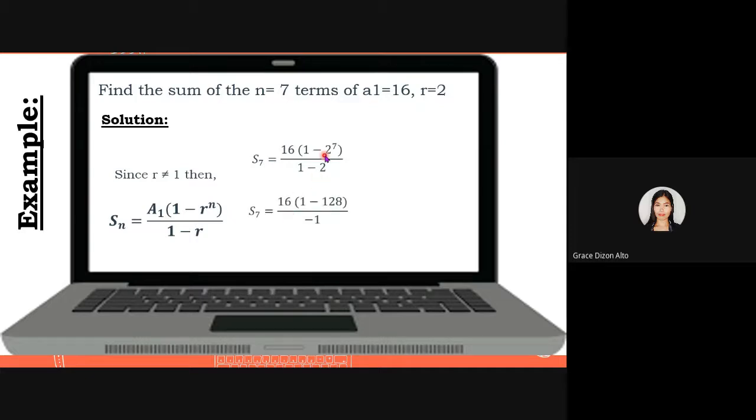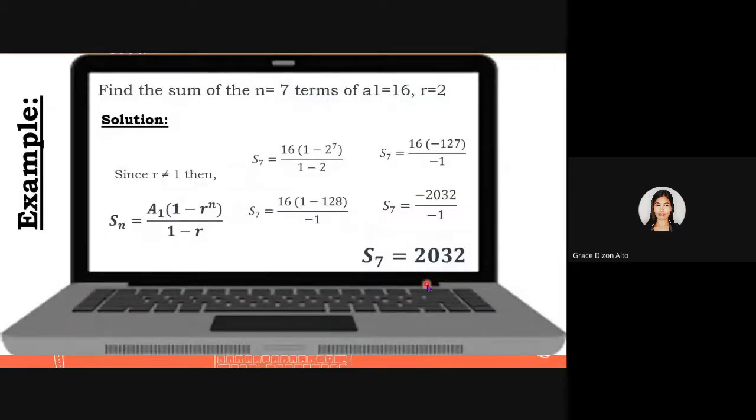Then let's simplify 2 raised to 7. So you have to compute 2 raised to 7. Using your calculator, you will get 128. So subtract it from 1 and then multiply it to 16 and divide it by negative 1, which is the answer of our 1 minus 2. So after subtracting 128 from 1, the answer is negative 127. Multiply it to 16 and the answer is negative 2032 divided by negative 1 is positive 2032.